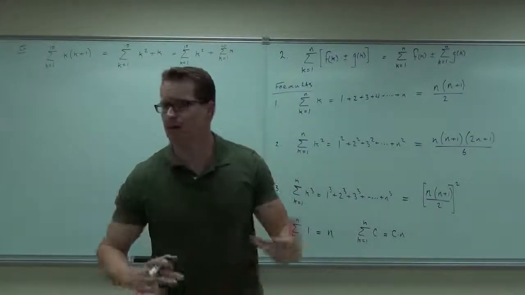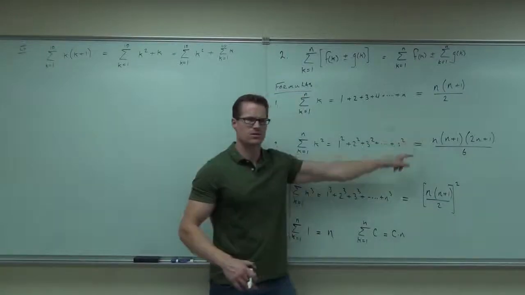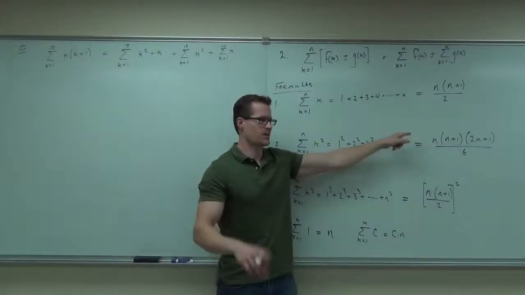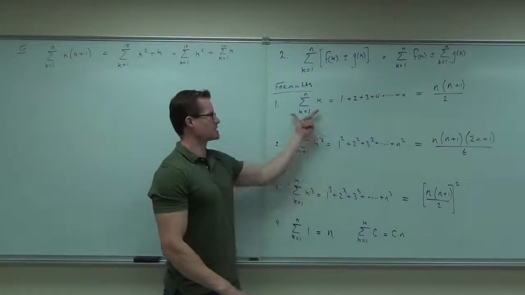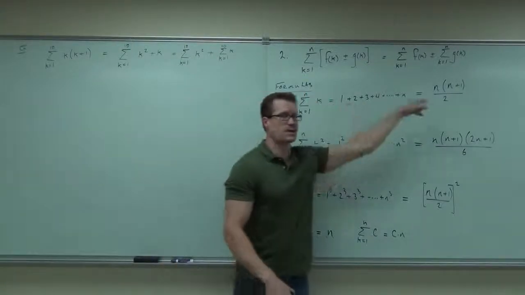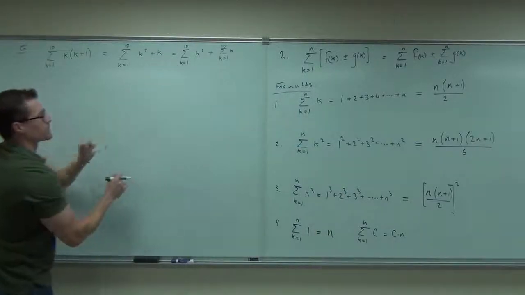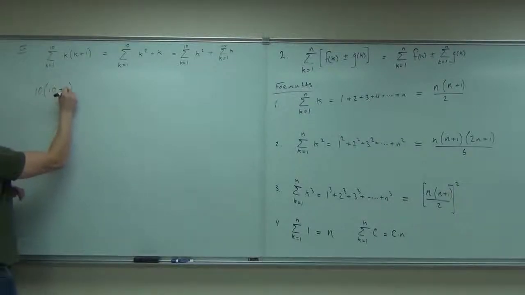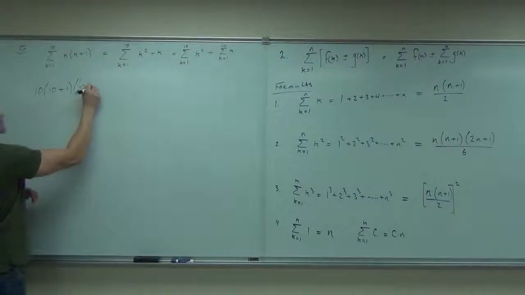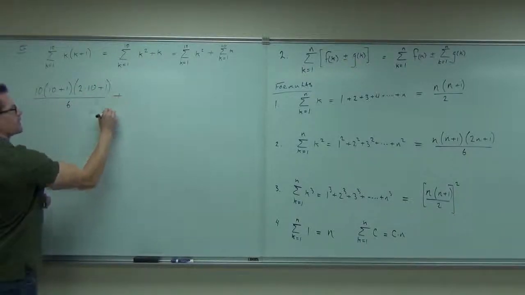So if we can figure out how to plug 10 into this one and this one, why these two? Hey, they match up. That's exactly like what we have, only there's a 10. Plug the 10 in, and we can figure those two things out. The first one gives us our k squared. Here's how you plug it in: 10 times 10 plus 1, 2 times 10 plus 1, all over 6. That's from the first one.